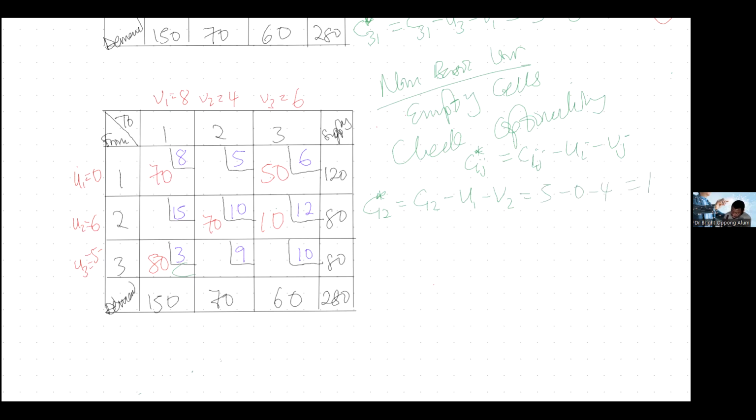Now C21. C21 is C21 minus U2 minus V1. And what is C21? C21 is 15, minus U2 which is 6, minus V1 which is 8. And what do we have here? 1.